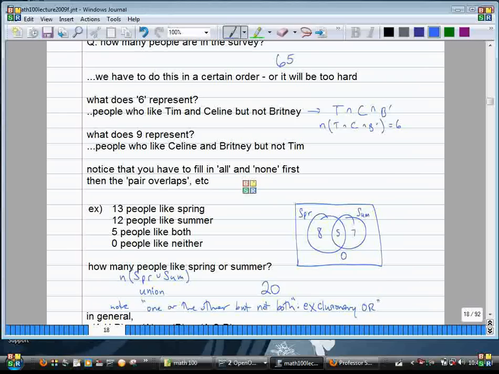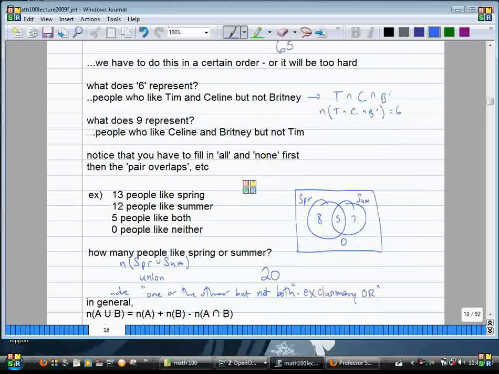Now how can we write this down as a formula? The number of spring plus the number of summer minus the number of spring and summer. That's exactly it. So if you want to find the number of elements in the union, take the number of the first set plus the number of the second set, but there's an overlap. Those got counted twice, so you have to subtract that. So this is how we write that in fancy notation.